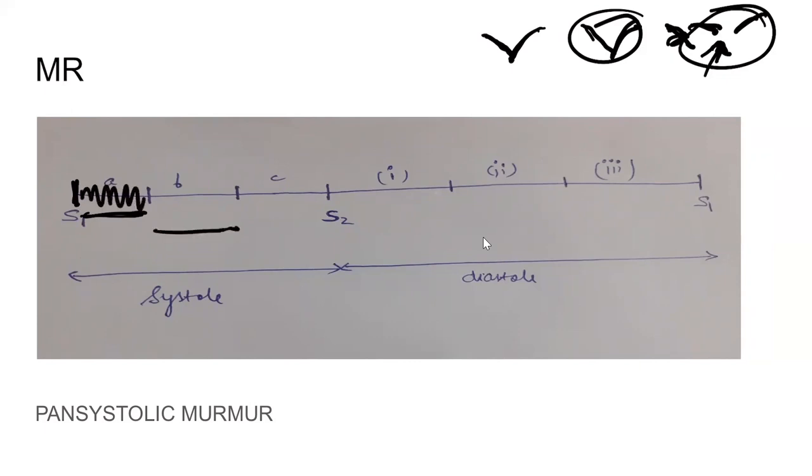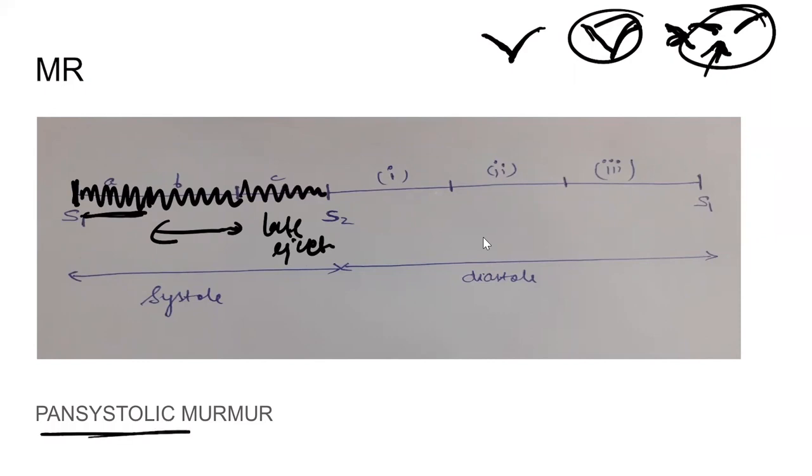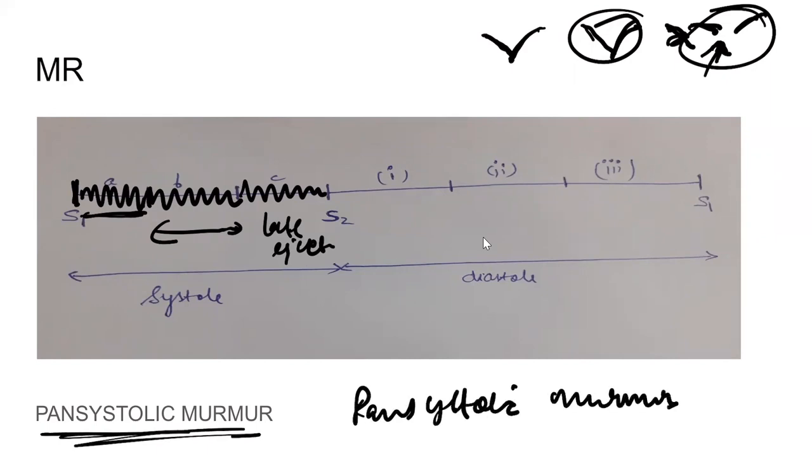Now this is the phase of rapid ejection, that is, opening of the aortic and pulmonary valves leads to ejection of blood from LV and RV. At this point also the mitral valve is not completely closed, so blood will leak from LV to LA again. So the murmur is in this phase too. And this is the phase of late ejection. Again, the mitral valve is incompletely closed here, so definitely the murmur is in this area too. So this is the pansystolic murmur of mitral regurgitation.